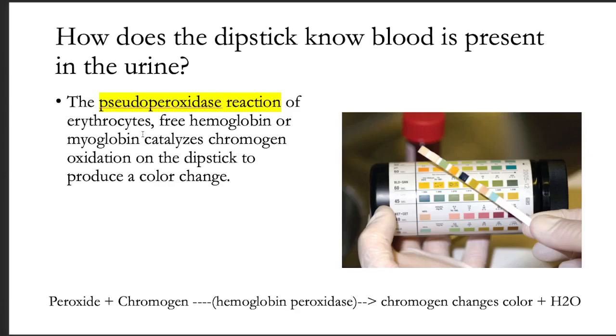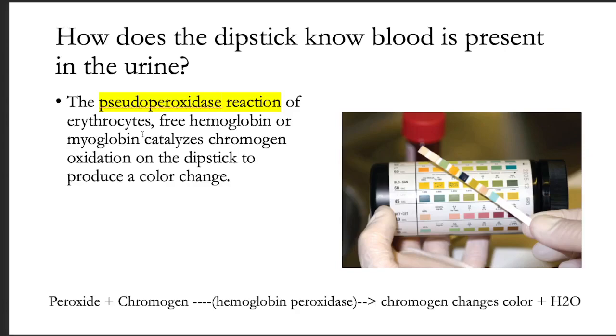So how does a dipstick know that blood is present in the urine? I mean, it seems kind of magical, right? You're talking about a test that costs maybe $10. How does it know that blood is in the urine? The way it knows this is by the pseudoperoxidase reaction of erythrocytes. Basically how this works, you have peroxide and then some color changing compound called chromogen. When it hits hemoglobin peroxidase, the chromogen changes color. Therefore, this will show up on the urine dipstick as positive blood.